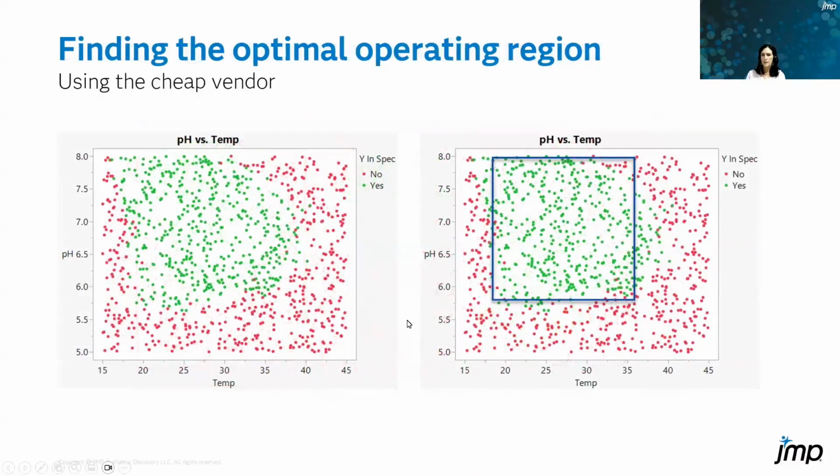So the graph on the left shows the scatter plot when we only consider the cheap vendor. We can clearly see the region where the parameter settings result in quality product, which are green. In the graph on the right, it is apparent that if we keep pH and temperature within the blue box, we will produce product that meets our quality requirements most of the time. So the blue box is our optimal operating region.